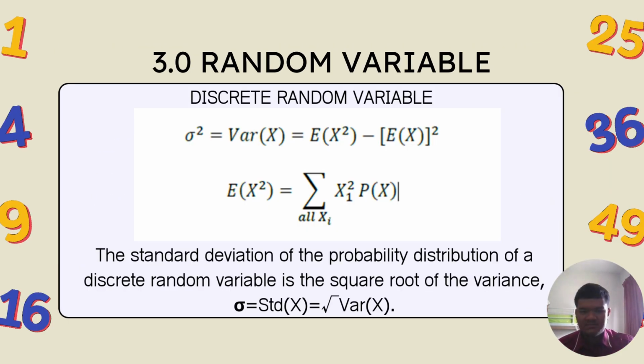For this part, 3.0 random variable. The method used in this project is a discrete random variable. As you can see in the slide, is the formula for the variance and the mean for the probability distribution of a discrete random variable. The standard deviation of the probability distribution of a discrete random variable is the square root of the variance.